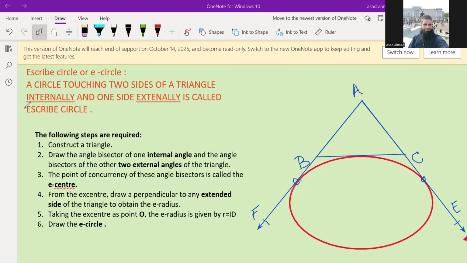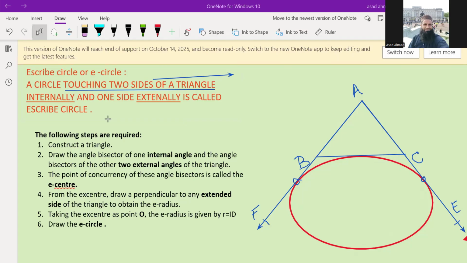So this is the definition of an escribed circle: it is a circle which touches two sides of the triangle internally, but these two sides are extended or produced sides, and one side externally. That one side is BC, and it will be touching it externally.